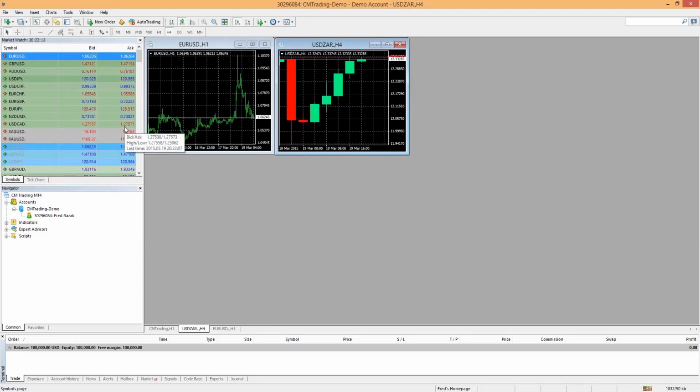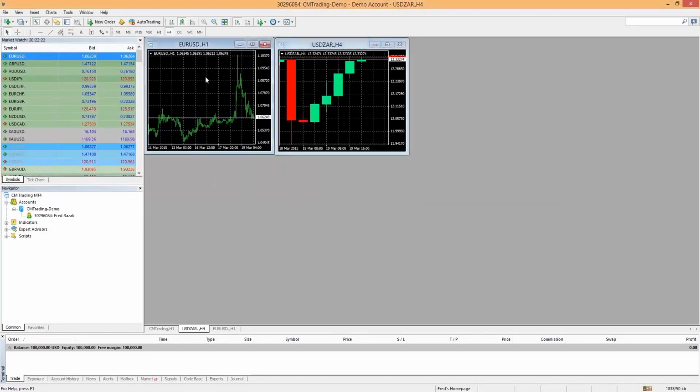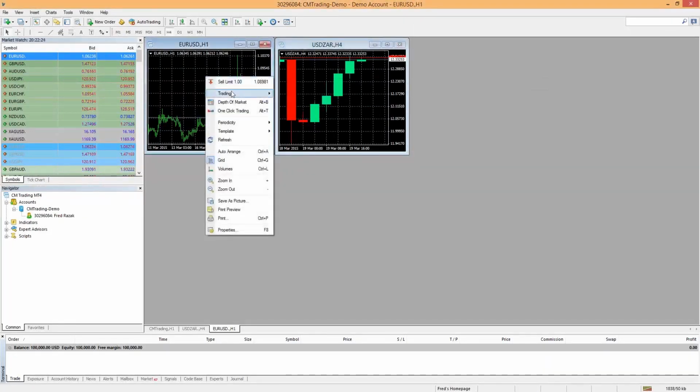Now, let's say you want to open up a new order. So a new order, you've got a bunch of options. You could press new order, and that will open up your ticket window. You could also right-click and go to trading and press a new order.